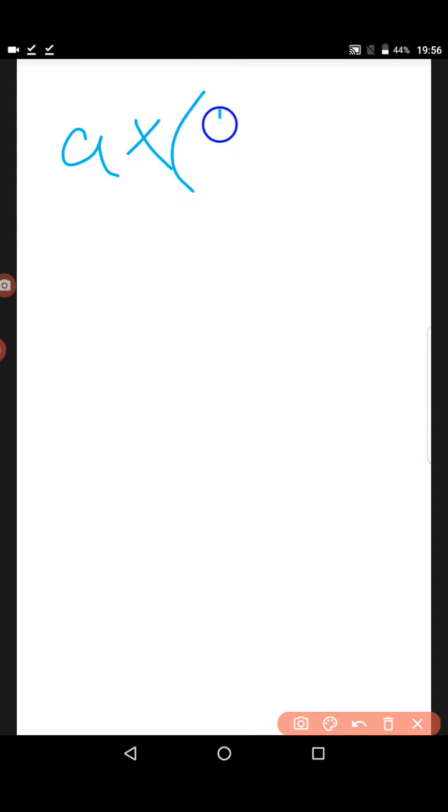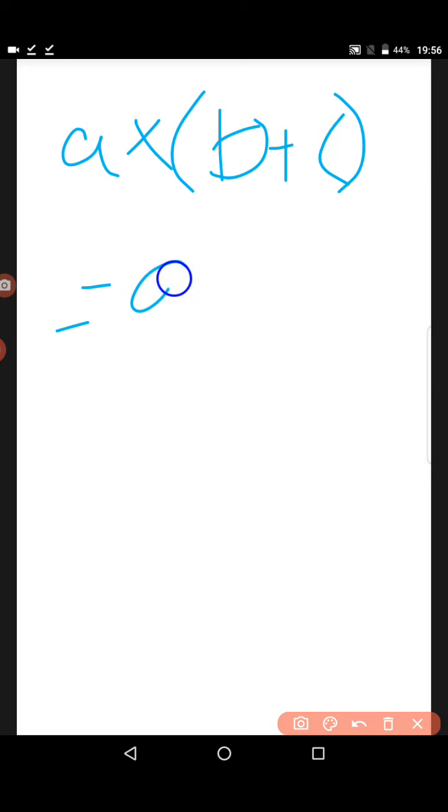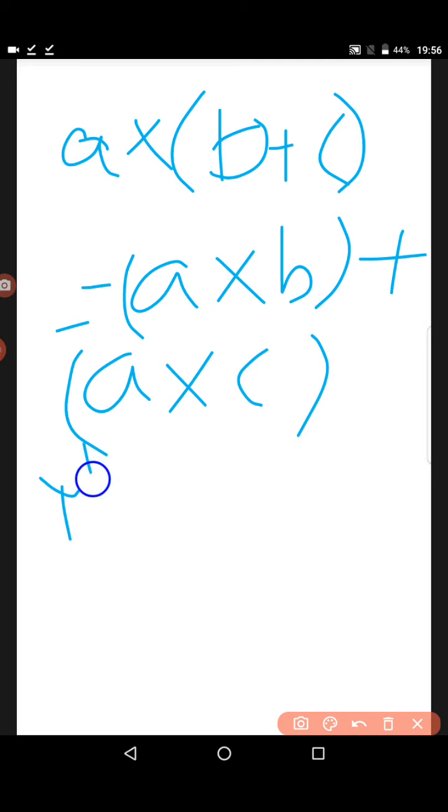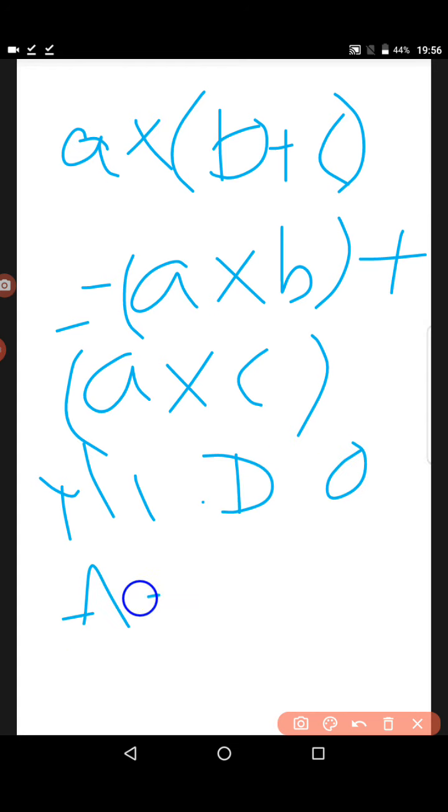A into B plus C should be equal to A into B plus A into C. This is the distributive property, and here is a very important point which I wanted to tell you. Multiplication is distributive over addition. You should call it like this. Multiplication is distributive over addition. This is very important, okay?